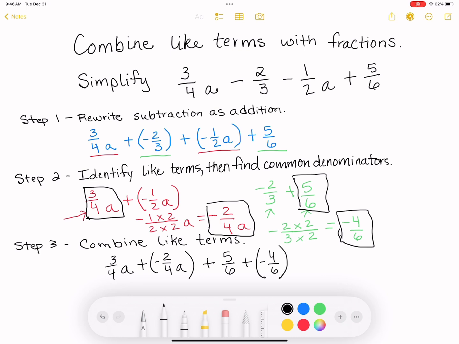All right, now all we have to do is add them together, and we get 3/4 a plus negative 2/4 a is positive 1/4 a. 5/6 plus negative 4/6 is going to give us positive 1/6. So our final answer is going to be 1/4 a plus 1/6.